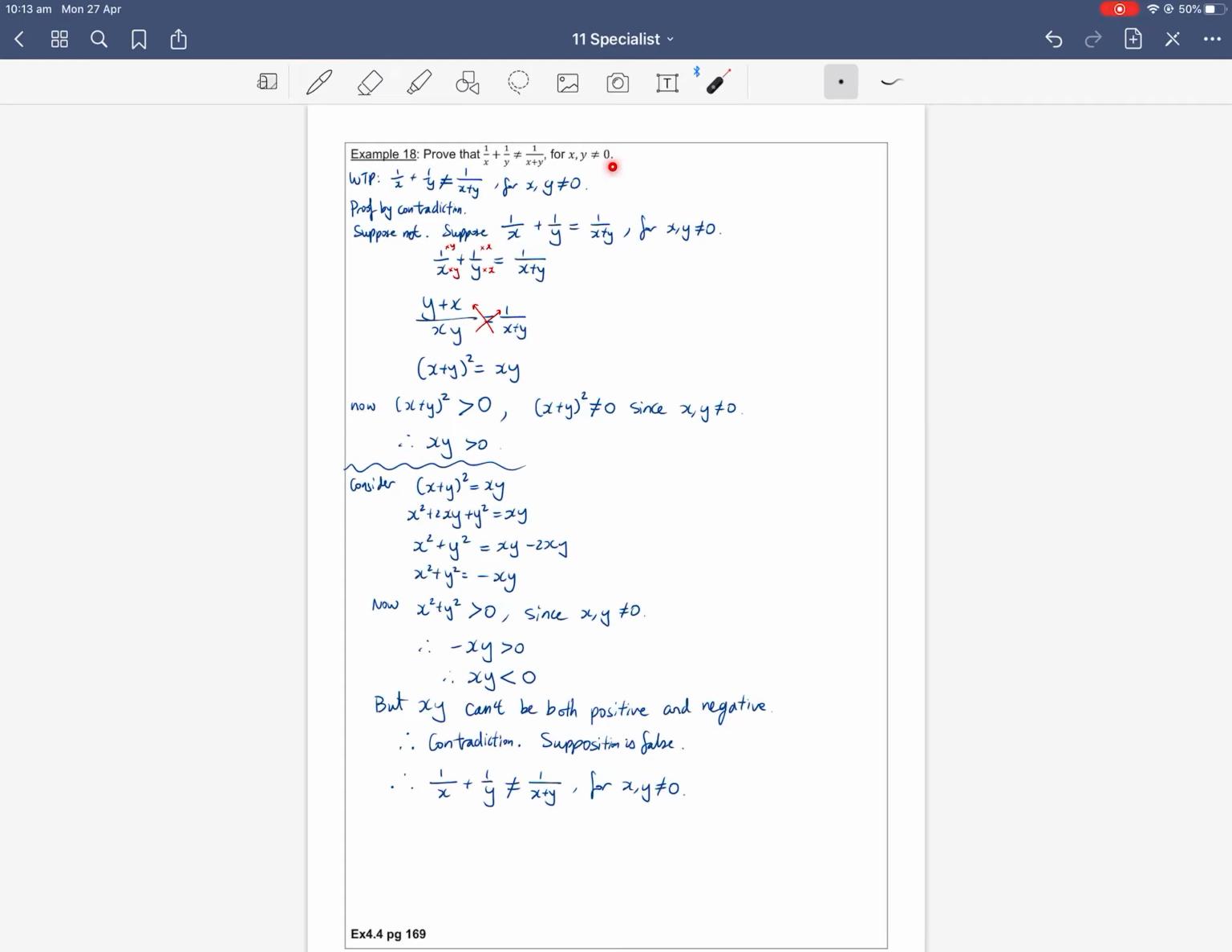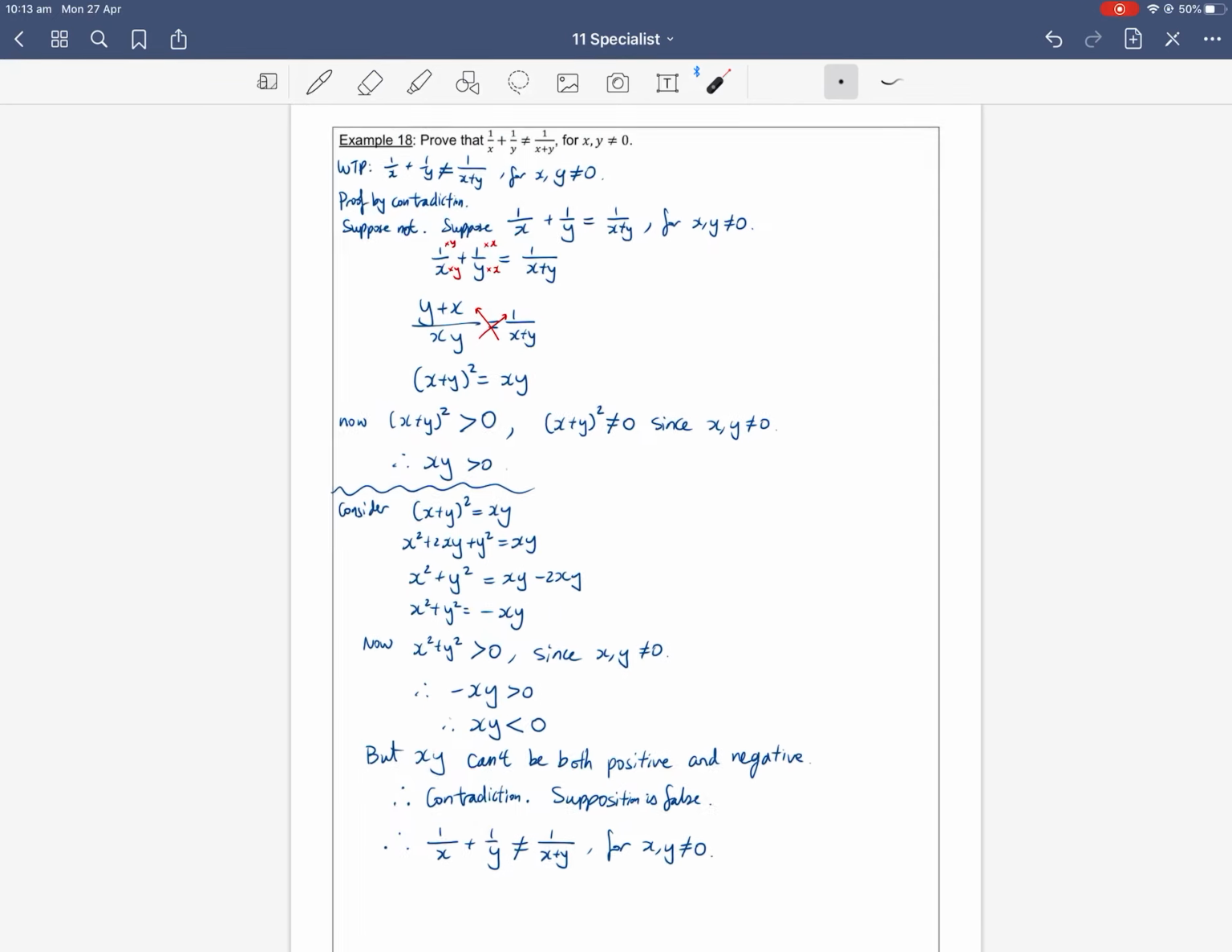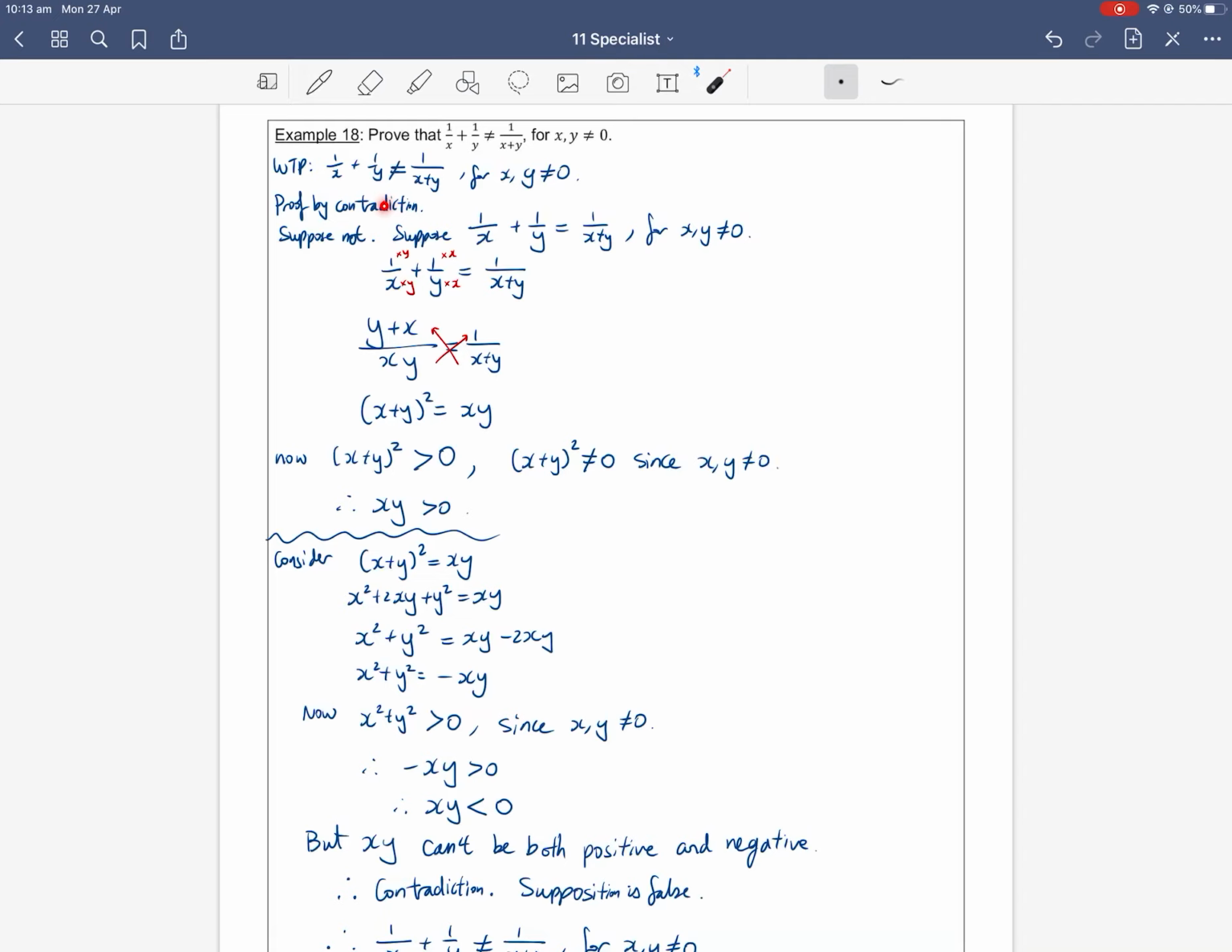So in summary, first start off by writing down what you want to show, which is my original statement I want to show is true. We are going to apply the technique proof by contradiction, which means suppose not. Suppose our original statement is not true, or the opposite of it, right? So suppose that the opposite of not equals is equals. So suppose that this relationship holds for x and y not equal to 0. Now work with this relationship which we're supposing and arrive at a contradiction.